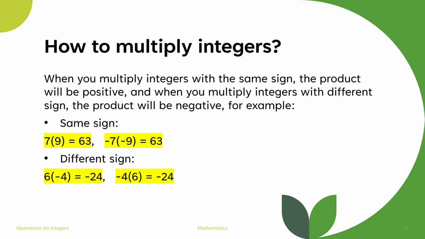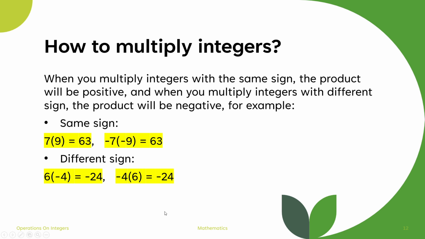Why? Because you add negative 4 to the left side 9 times. You can add negative 4 plus negative 4 plus negative 4 plus negative 4 plus negative 4 plus negative 4 plus negative 4 plus negative 4 plus negative 4 to get to negative 36. Or you can write it in a short way. Negative 4 times 9 equals negative 36 as our final answer.